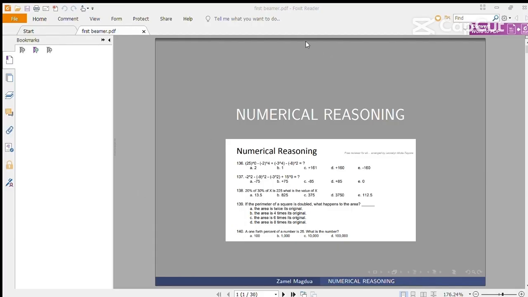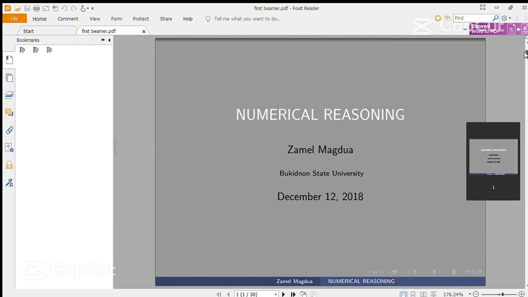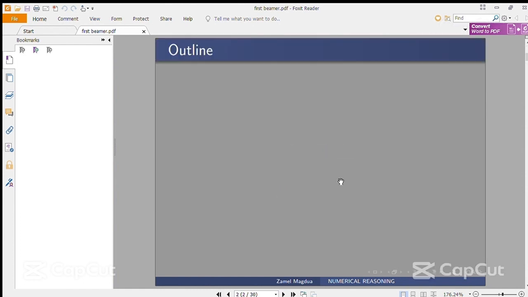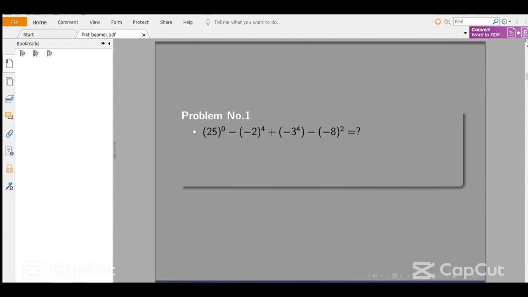Hello everyone, I am going to explain the solutions of the problems in numerical reasoning found in the Civil Service Reviewer 2023, arranged by Ms. Leon. For problem number 1, we can see that 25 raised to 0 minus -2 raised to 4 plus -3 raised to 4 minus -8 raised to 2.